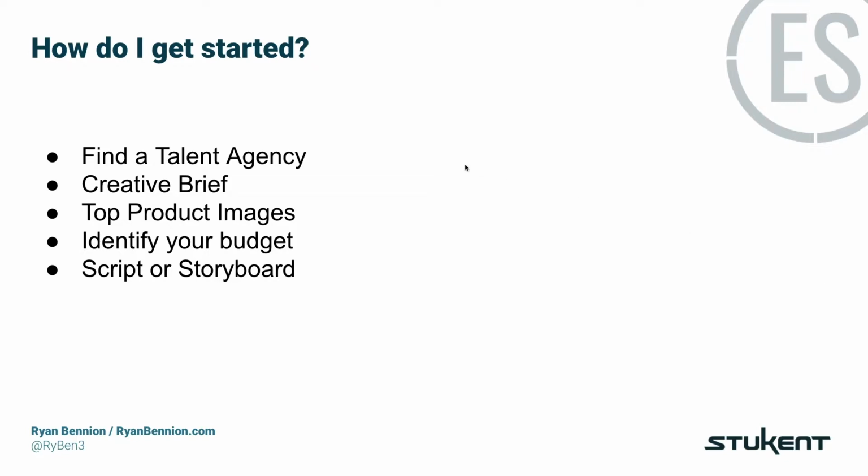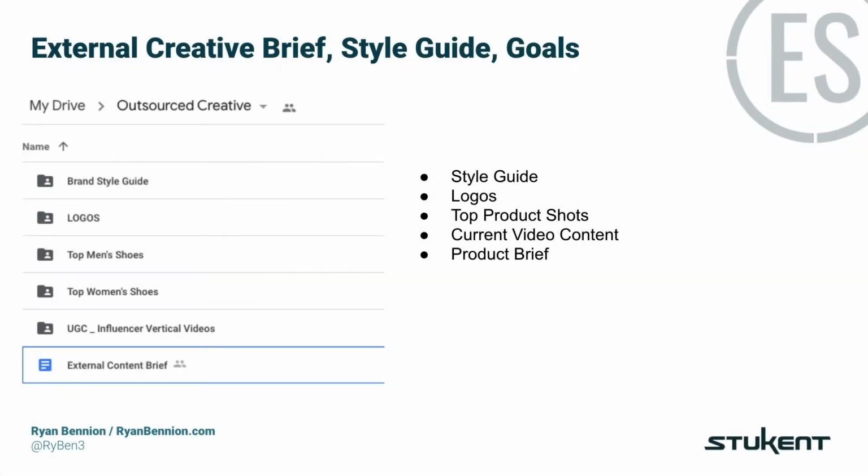You'll end up putting together a creative brief outlining who you're going after, what type of models you want, what age demographics you want, ethnicity, whatever you need. These agencies can find these specific influencers. You identify your budget, and then you want to put some storyboard or script together. So it looks kind of like this.